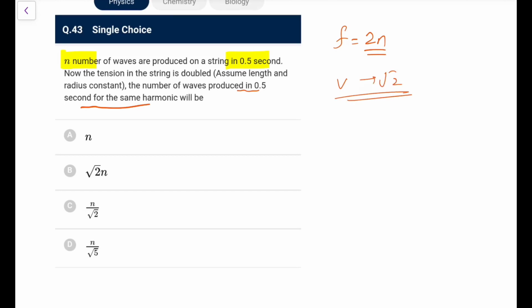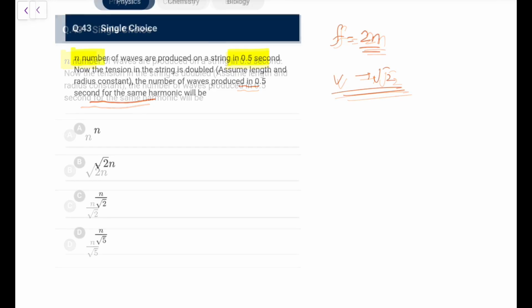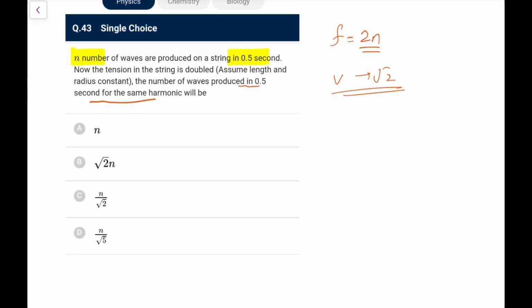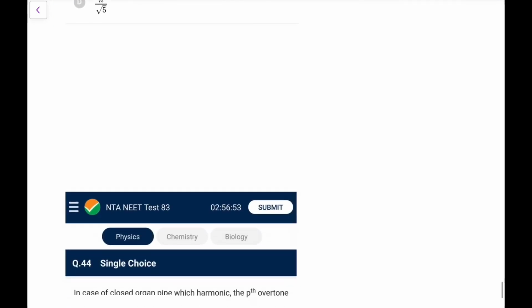The number of waves produced in 0.5 second for the same harmonic would be, you can write it as V by L, so V has become root 2, so that will also become root 2, so that will become n root 2. I was getting confused because I calculated for 1 second, it is asking for half second. For 1 second it would be 2 root 2n, but for 0.5 second it would be root 2n. You can directly go for that.